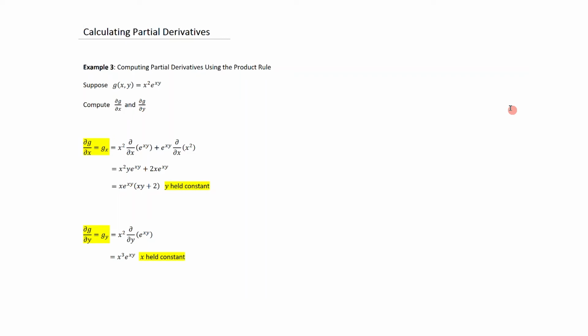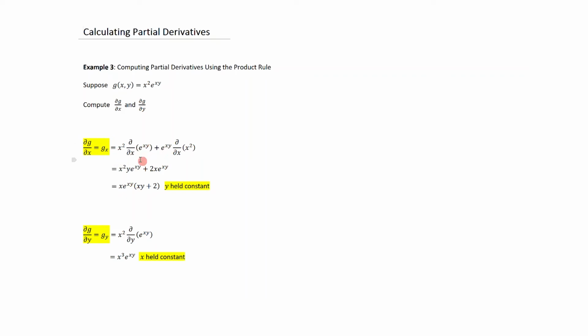All right, so now let's look at more complicated arrangements, computing partial derivatives using the product rule. Suppose we have this function here, which is a combination of two functions, x squared and e to the xy, and we want to compute dg partial x and dg partial y. In this case, for instance, we take the derivative of this times x squared, take the derivative of x squared, and then maintain this constant, so this just becomes e to the xy. So you can see the two terms here, and this is nothing more than the product rule.